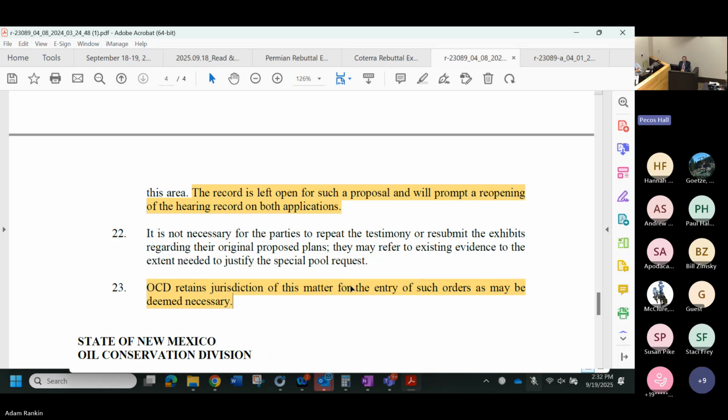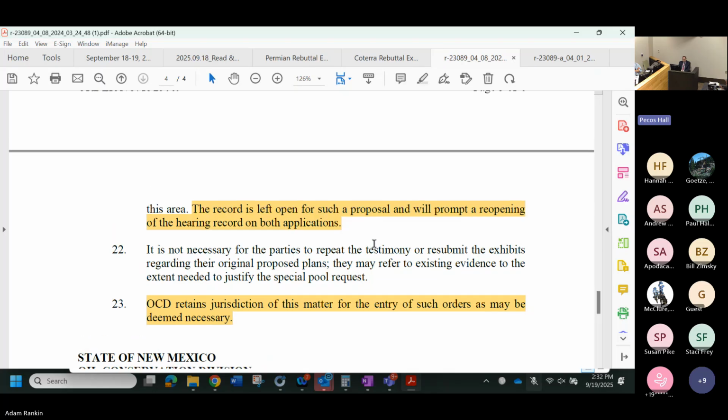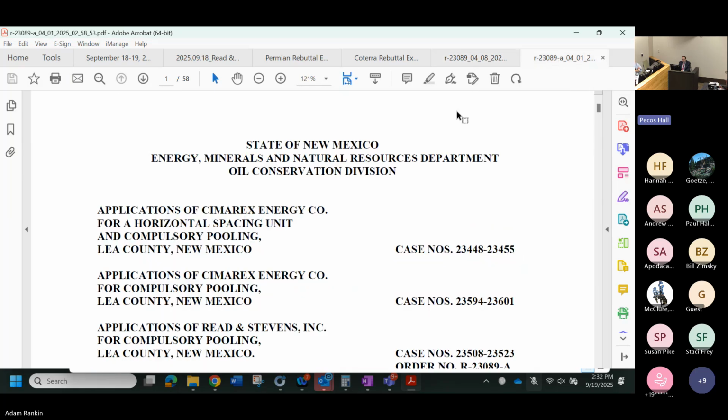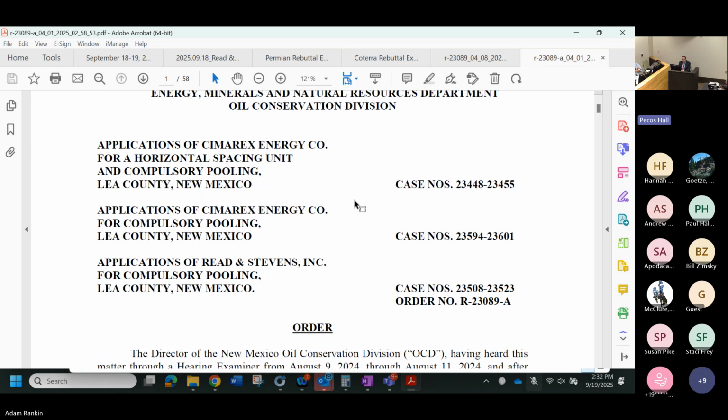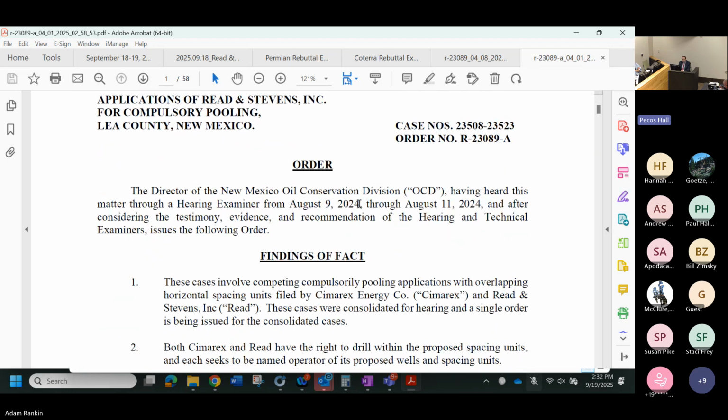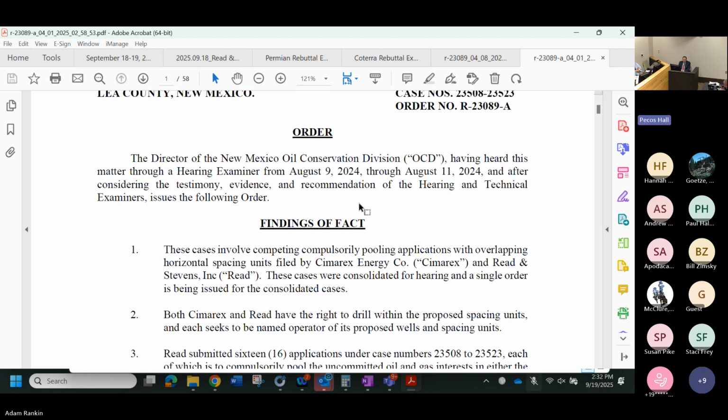Okay. And as a result, wasn't the record reopened based on the language of this order? You're taking one piece of the order, but there's another piece that provides an actual statement. Okay, and that's the premise of Coterra's allocation formula. Very well, I understand that. We discussed that. So now that we have the record open, the division issued a subsequent order, R23089A, correct?